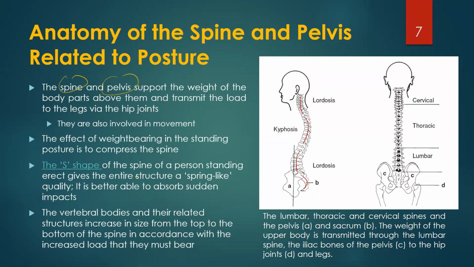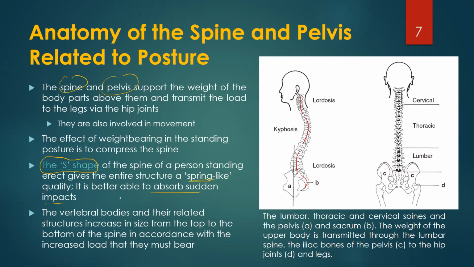The effect of weight bearing in the standing posture is to compress the spine. As I just mentioned, the spine is a sort of S-shaped structure, and this S shape gives it a spring-like quality. So it is better able to absorb sudden impact. Just imagine if your backbone were just straight, it would not be able to absorb many of the forces that it can now. One of the reasons is its irregular, S-shaped form, something similar to a spring. So it is not like a column, it is rather like a spring.